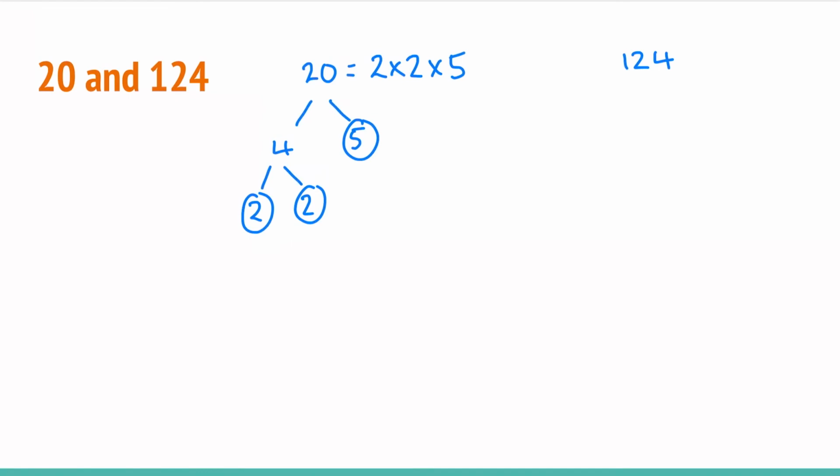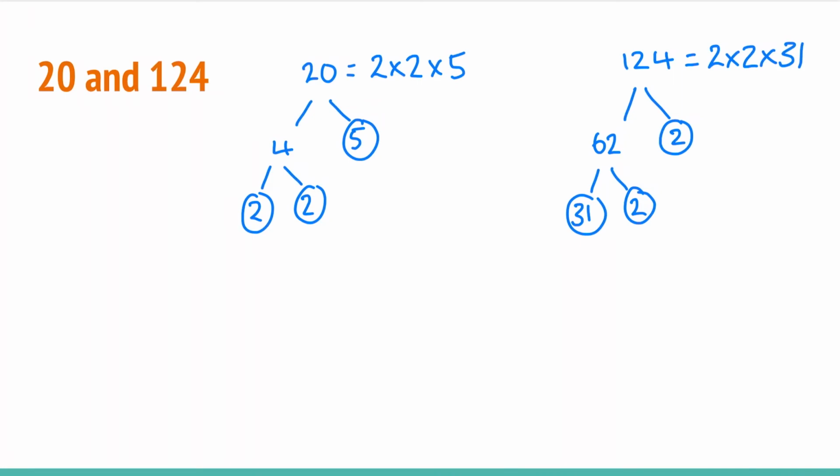When I do the 124, I've got 2, which is a prime number, times by 62. And then I've got 31 times by 2. And 31 is actually also a prime number, so I could write that as 2 times 2 times 31.